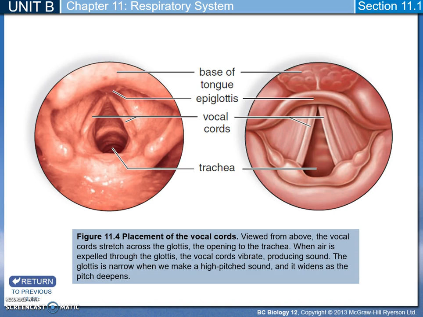Generally speaking, the vocal cords are at rest, but when you want to make a sound, I believe it's called the cricothyroid muscle which contracts, and that puts tension on the vocal cords, which then allows them to vibrate when you put air through them. And so the glottis is narrow when we make a high-pitched sound, and it widens as the pitch deepens.